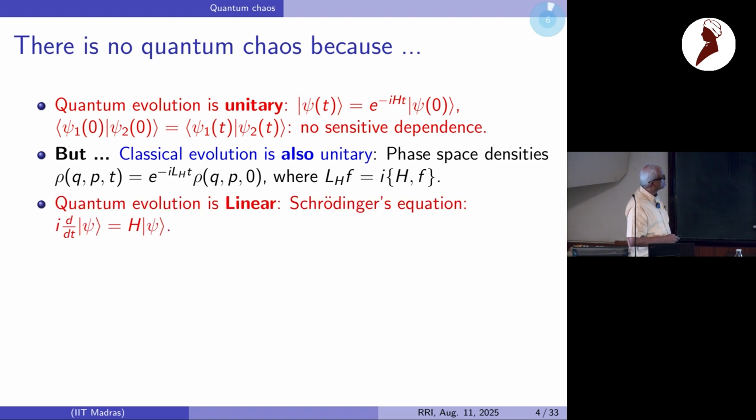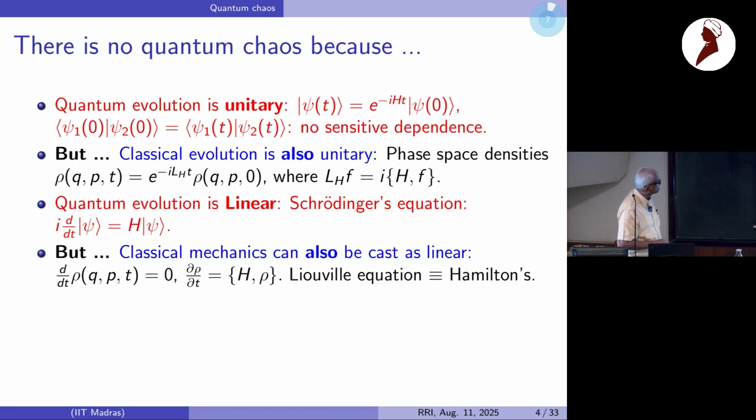Quantum evolution is linear, the Schrodinger equation is a linear in time equation, and chaos is because of nonlinearity, and therefore the argument goes that there cannot be quantum chaos. But classical mechanics can also be cast as a linear theory completely. It has been known for a long time. Again, it's basically the Liouville equation. The Liouville equation is linear, and this is for the densities.